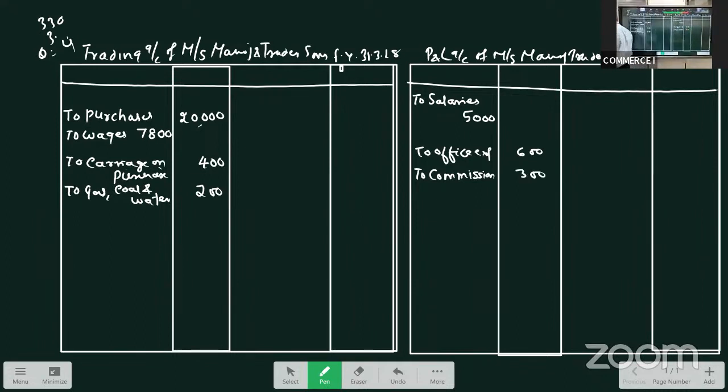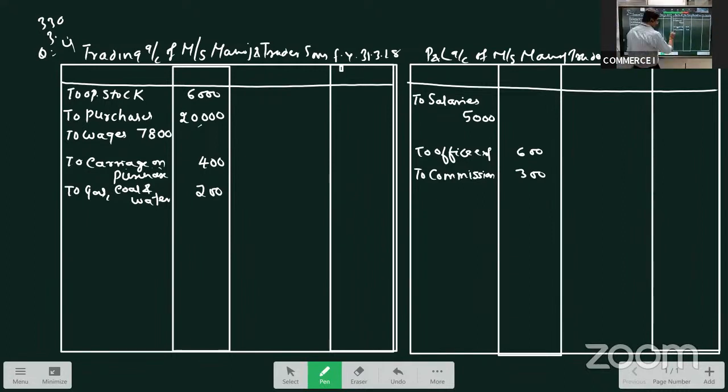Next we have debtor. Debtor is an asset. It will go to balance sheet. Next we have opening stock. Opening stock is the first item we take in trading account on the debit side. So opening stock is given as 6,000. Then we have machinery. Machinery is a fixed asset.